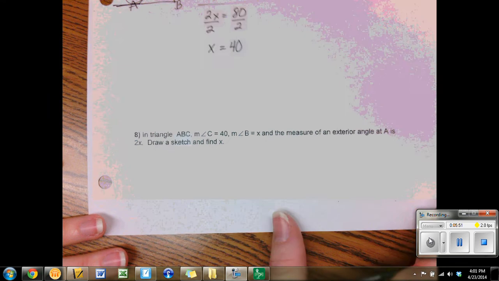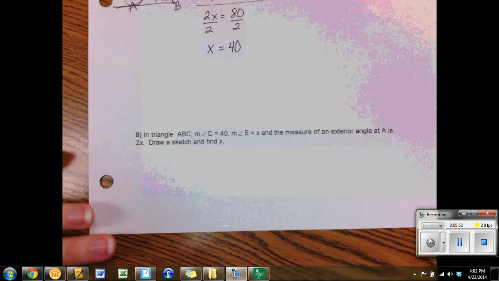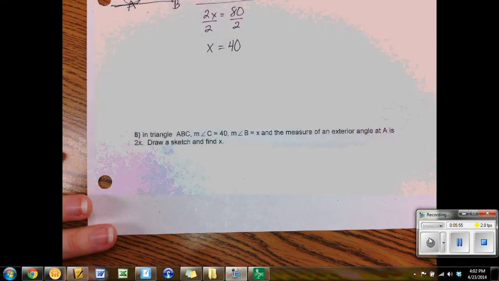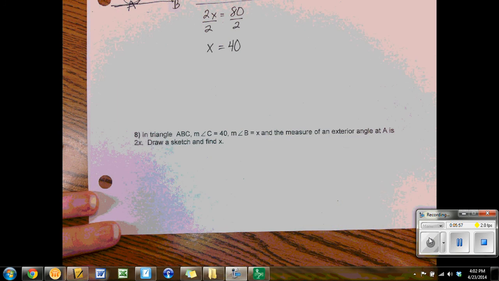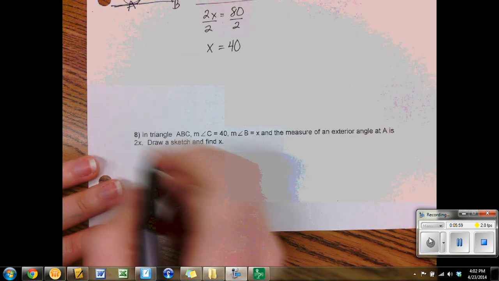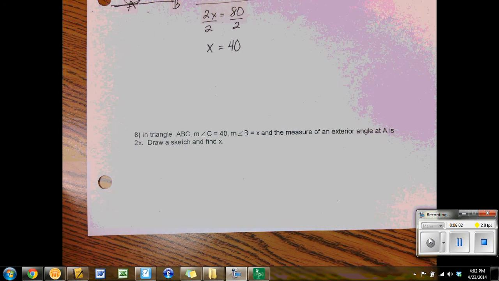Okay, the last one on your paper, why don't you pause the video again and try this one and see if you can get your sketch drawn properly, and then if you can find your x. And then when you're done, you can turn the video back on and I will work it for you.